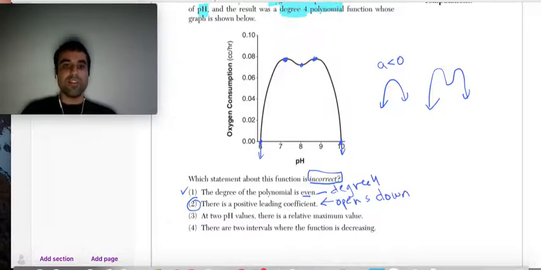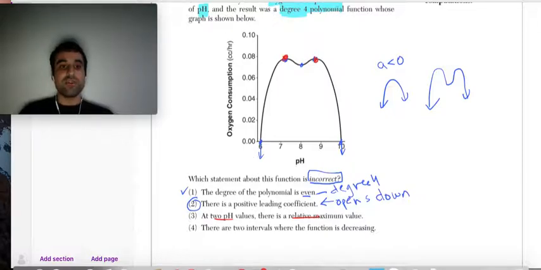At two pH values, there is a relative maximum. The turning points, right? These are the two max turning points, and then one minimum turning point in blue. So yes, there are two relative maximum pH values. One of them is when the pH is a little over 7, one when it's about 9. Those two pH values give a relative maximum.